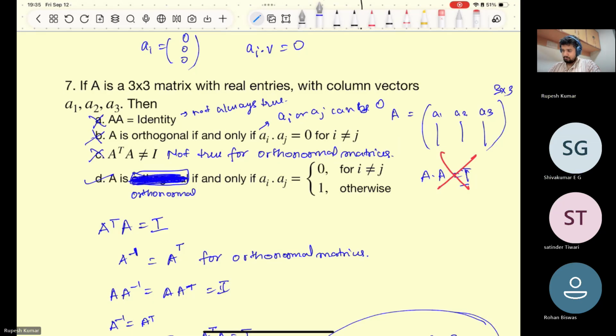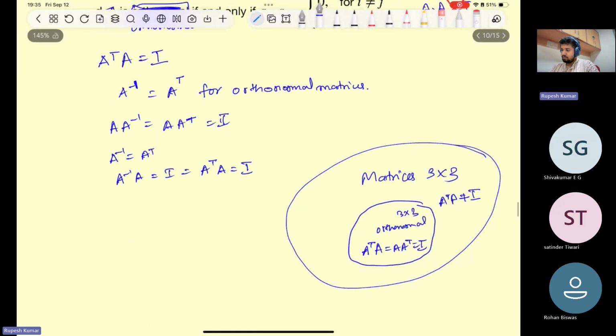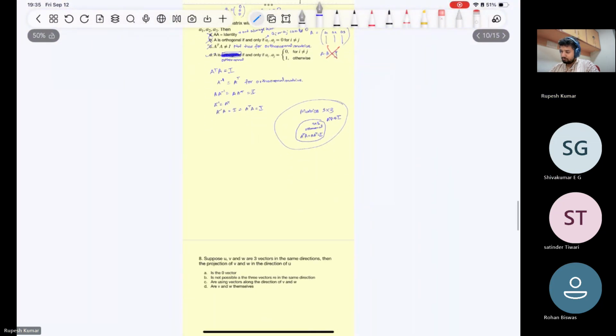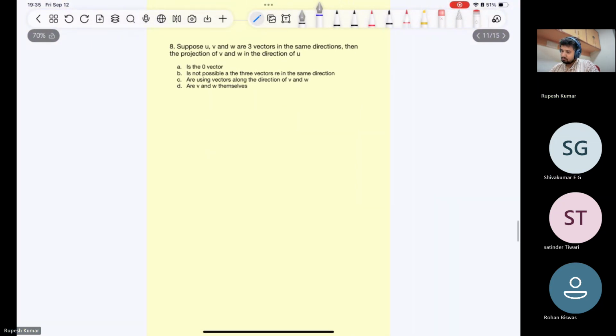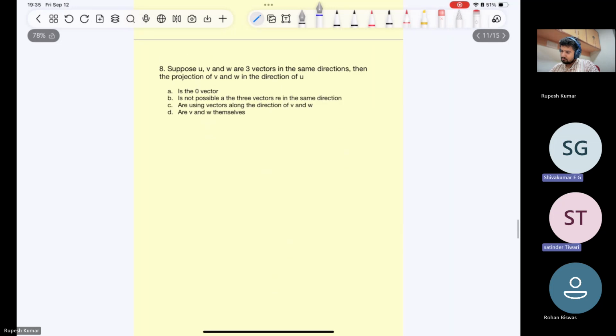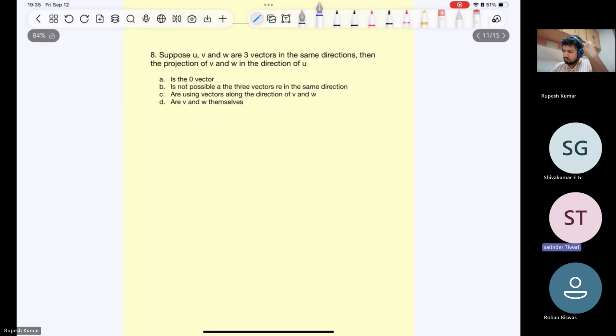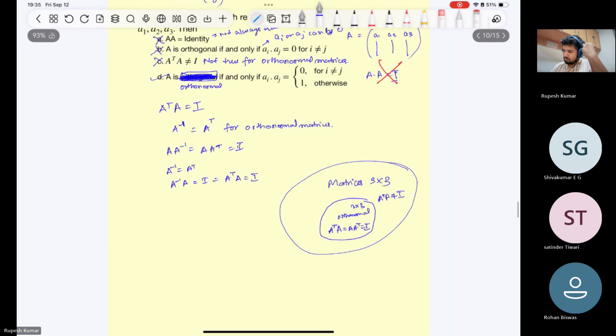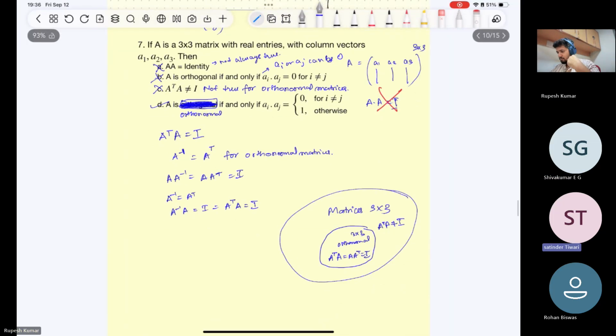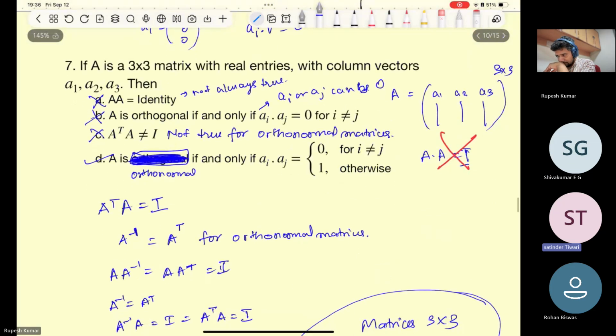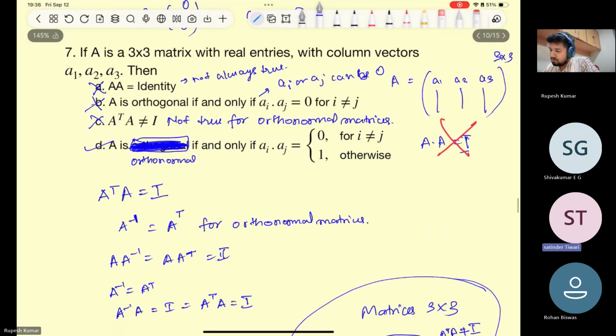Anyone else? Do you have any doubt? Satyendra, you have any doubt? For the fourth option, orthonormal, I'm understanding ai dot aj will be 0, and then it is written 1 otherwise. So what is the meaning of "1 otherwise"? This I'm not understanding.